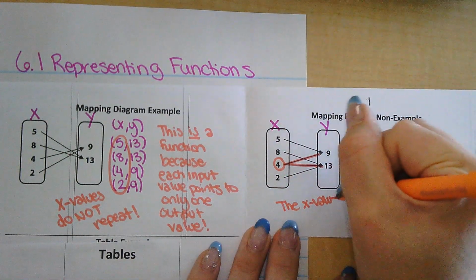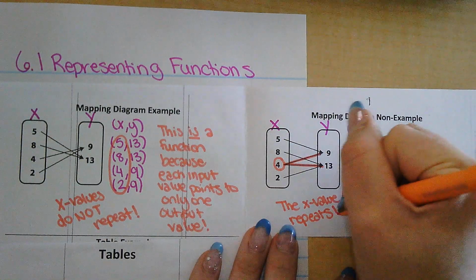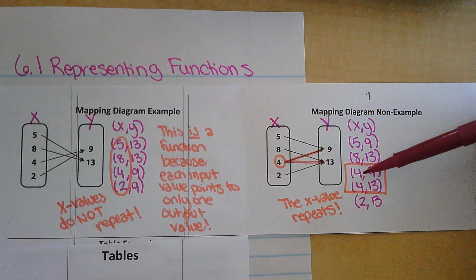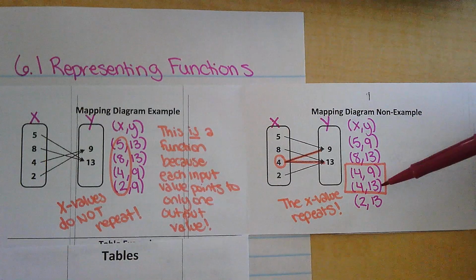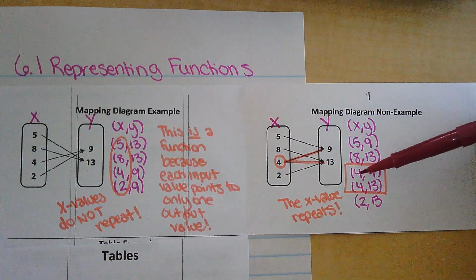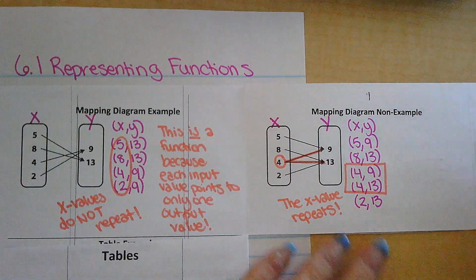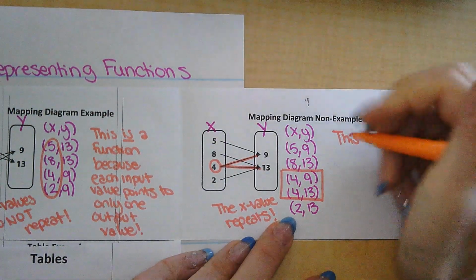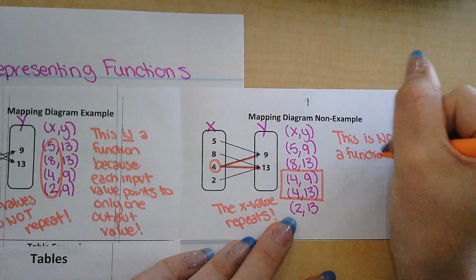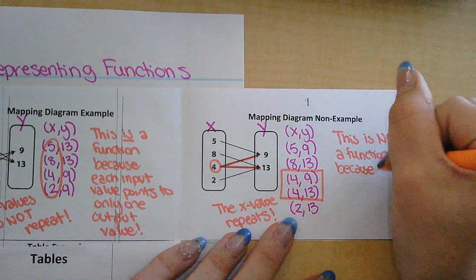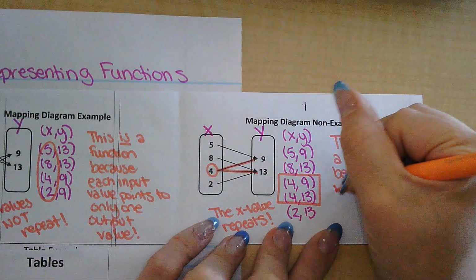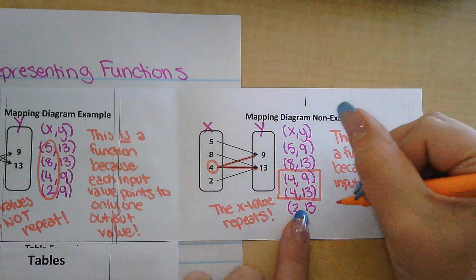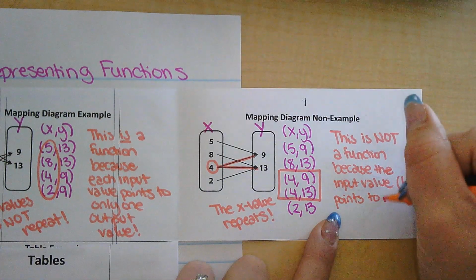The x value repeats. This means that it is not a function. The 4 leads to 9 and the 4 leads to 13. So you have two different outputs for the same input. That means that it is not a function. So we're going to write, this is not a function because the input value for 4 points to more than one output.